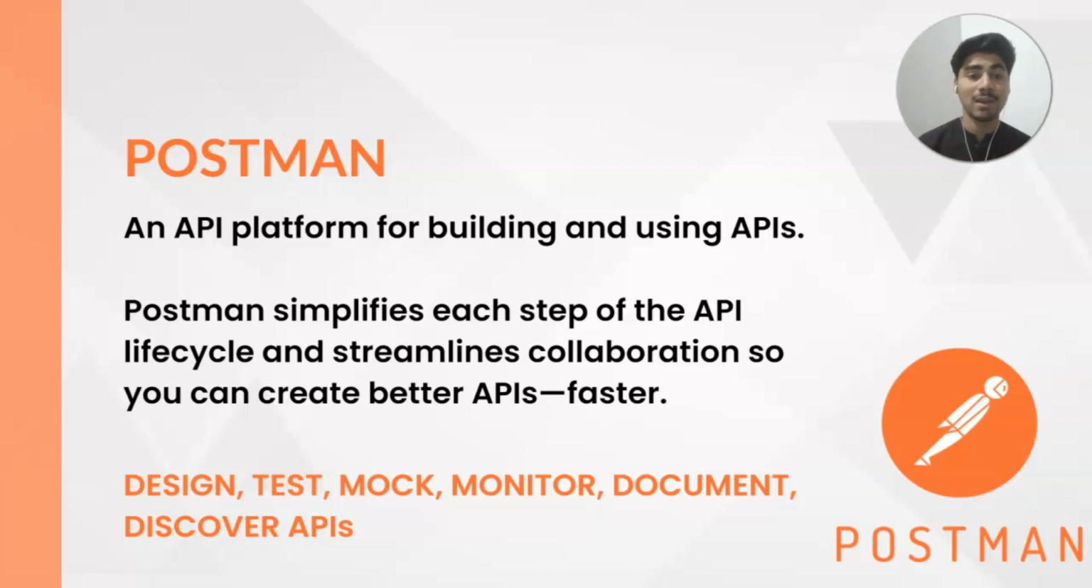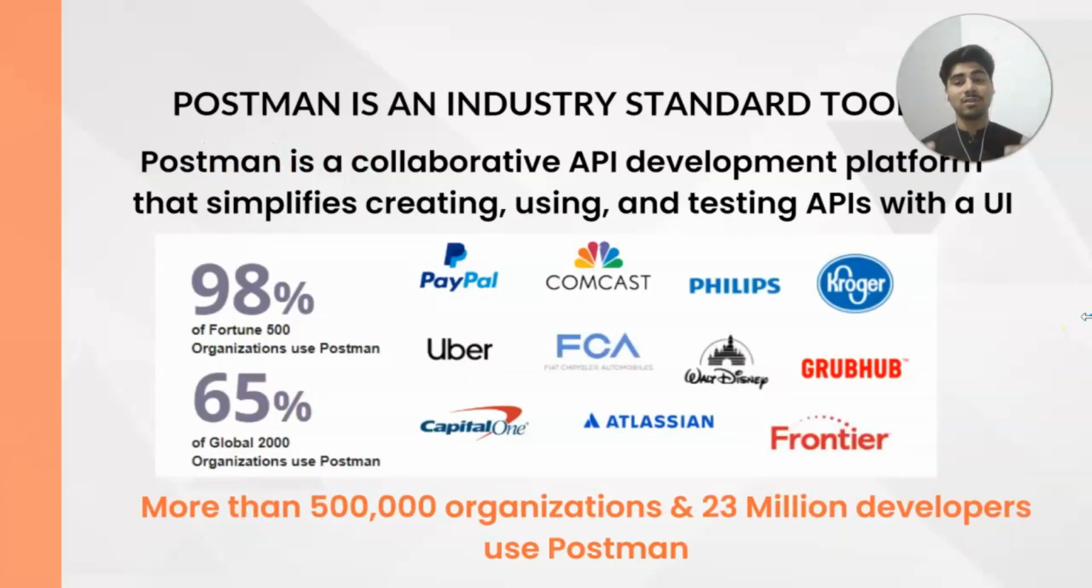Similarly, what is Postman? Postman is an API platform which is used for building and using APIs. It simplifies each step of the API lifecycle and streamlines collaboration, so that we can create better and much faster APIs. It is used to design, test, mock, monitor, document, and discover APIs. Postman is an industry standard tool. It is a collaborative API development platform that simplifies creating, using, and testing APIs with a UI. It is used by more than 5 lakh organizations worldwide and 23 million developers.